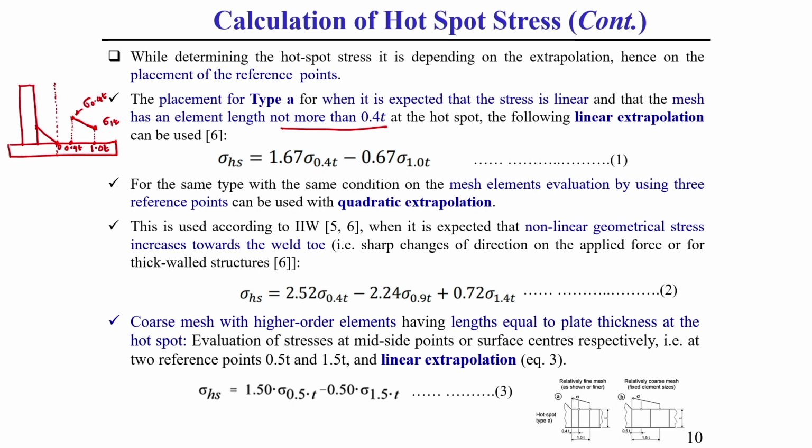This straight line we need to extrapolate up to which position? Up to the toe position. Toe position means this is the toe line. So, at this toe position, whatever stress we get is generally called the hotspot stress, sigma s. How we can calculate this sigma s, I am just going to show by using extrapolation techniques.